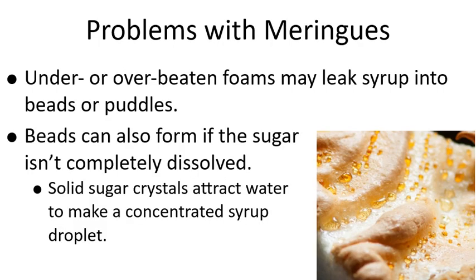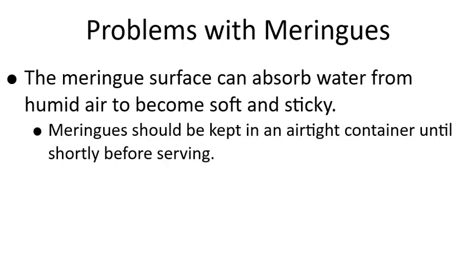So, what are some common problems cooks see with meringues? If the foam is underbeaten or overbeaten, it may leak syrup into beads or puddles as shown here. Similar beads can also form if the sugar isn't completely dissolved, as the solid sugar crystals attract water to make a concentrated syrup droplet. This second effect of absorbing water from the air is particularly prominent in humid environments, such as often occurs here in South Carolina. If enough water is absorbed from the humid air, the surface becomes soft and sticky. As a result, meringues should be kept in an airtight container until shortly before serving.